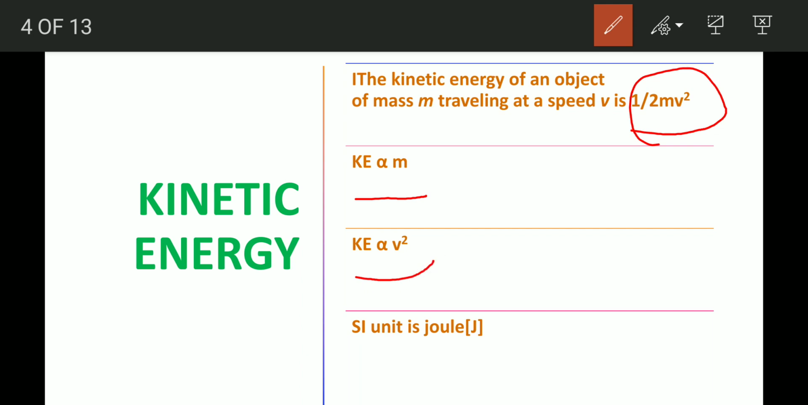The second factor on which kinetic energy depends is velocity. Kinetic energy is directly proportional to velocity square. If you double the velocity, then kinetic energy will become 4 times. And hence, velocity has greater effect on kinetic energy as compared to mass. The SI unit of energy is joule and hence is the unit of kinetic energy. So, it also has the same unit as that of any other energy form.